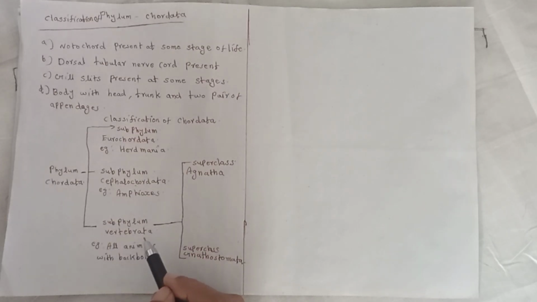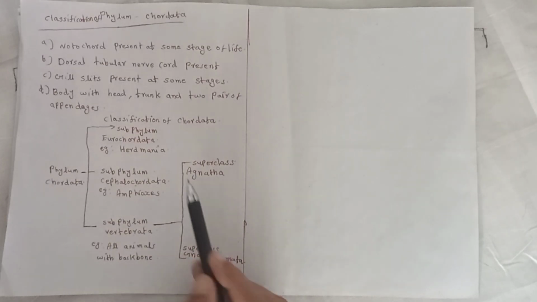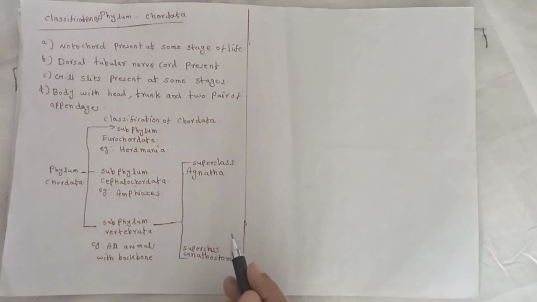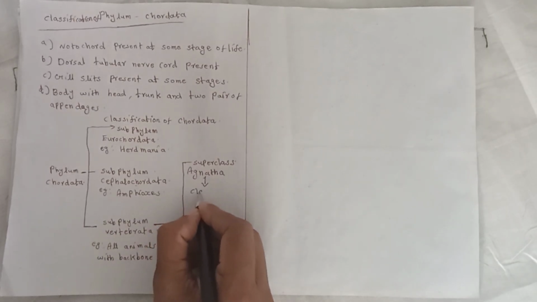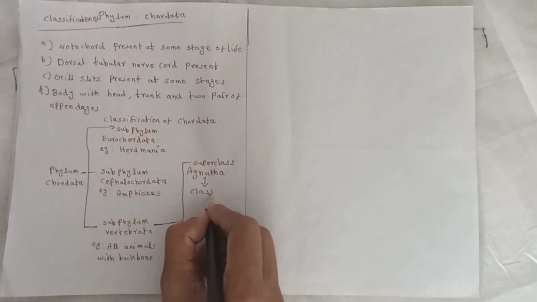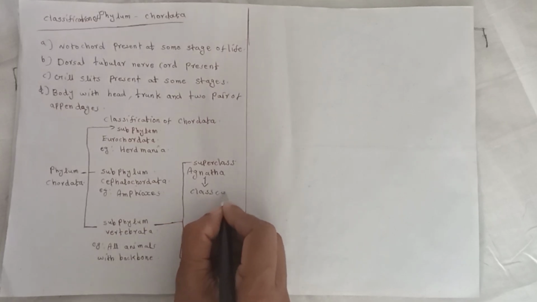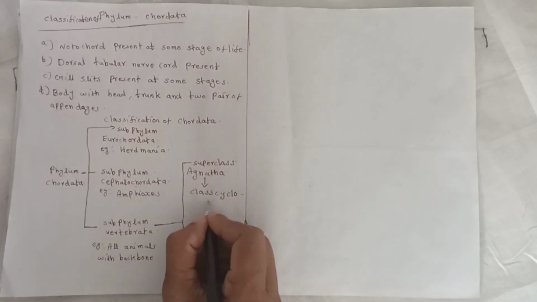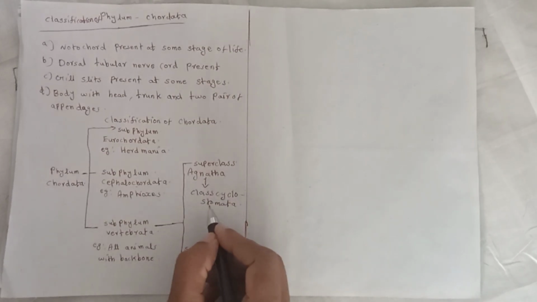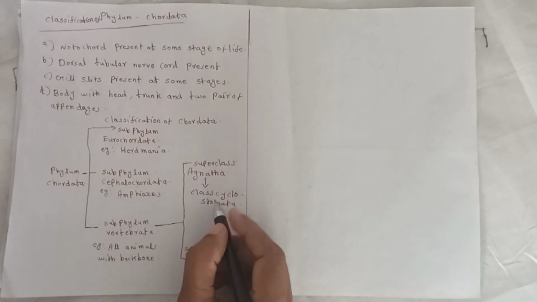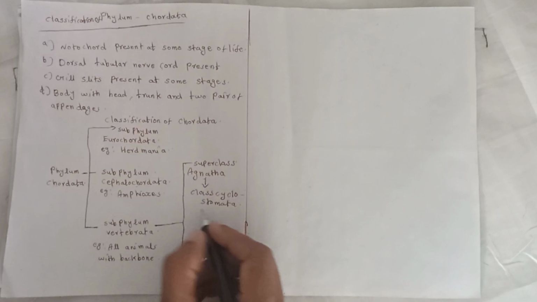The subphylum Vertebrata is classified into two superclasses, Agnatha and Gnathostomata. The superclass Agnatha is again classified into class Cyclostomata. There is only one class under superclass Agnatha. An example of class Cyclostomata is Petromyzon.